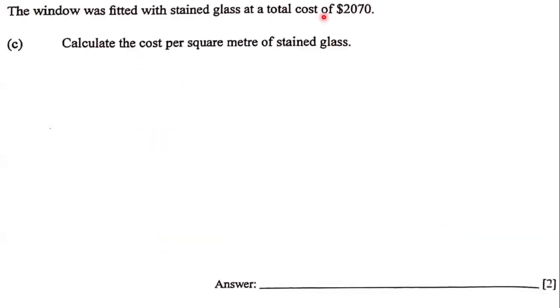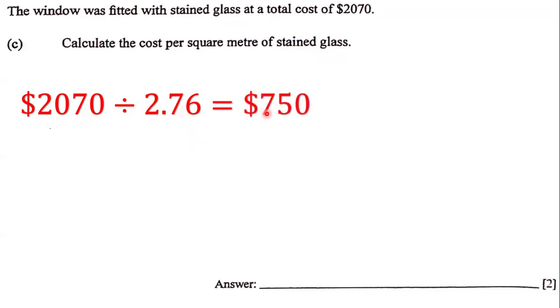The next question states that the window was fitted with stained glass at a total cost of $2,070. Calculate the cost per square meter of the stained glass. And so since we want to figure out the total cost per meter of the stained glass, we're going to take $2,070 and divide it by the answer that we got in the previous question, which is 2.76. And when we divide that, we get 750.